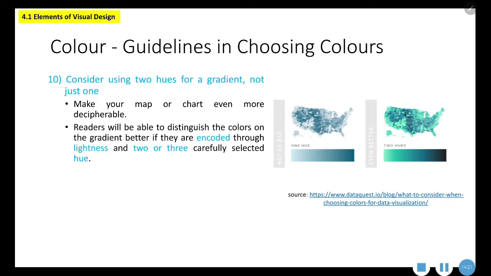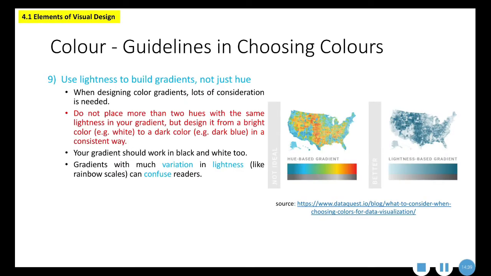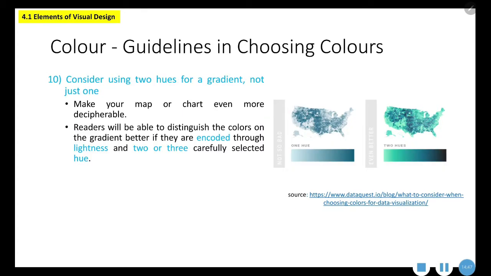Number 10 is to consider using 2 hues for a gradient, not just one. In the previous one we just used one hue, blending it with white and black. Just go back to the previous slide. We use lightness to build gradients, not just hues. So this is understandable. The next one is to use 2 hues for a gradient, not just one.